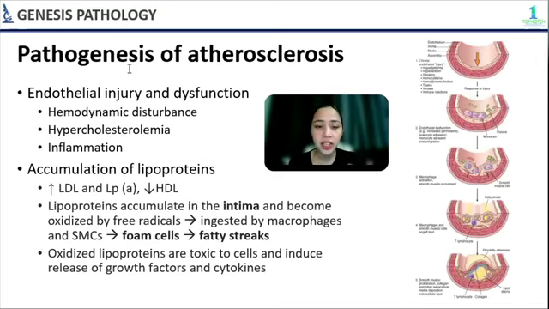So first, there occurs endothelial injury and dysfunction. This can be due to hemodynamic disturbance when there is turbulent flow. That's why, di ba, yung mga plaques natin, they tend to occur at branching points of vessels, because at branching points, dyan mayroong turbulent blood flow. Injury can also be secondary to hypercholesterolemia, especially if there is increase in your LDL and a decrease in your HDL. And also inflammation. So all of this injury, they cause increase in vascular permeability.